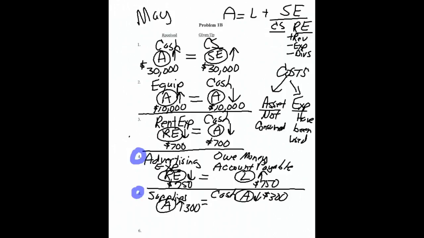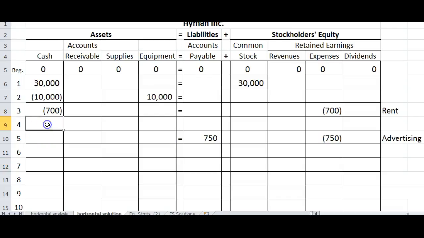Let's go put that on the horizontal model. Okay, so we've got cash going out, supplies coming in. So we have an asset exchange, and we don't need to put anything on the other side because we're in balance.